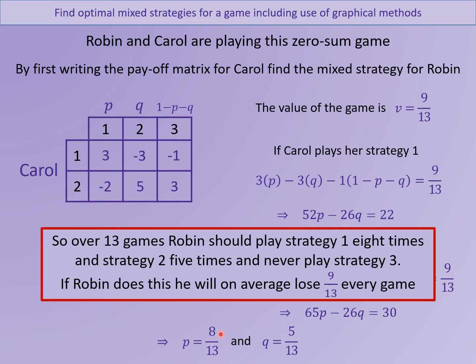So for every 13 games, they should play strategy 1 8 times, strategy 2 5 times, and never play strategy 3. No point in playing strategy 3. It's not because it's dominant or anything like that.